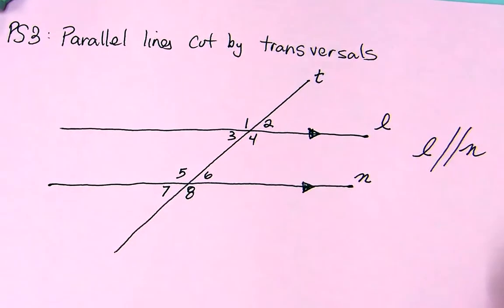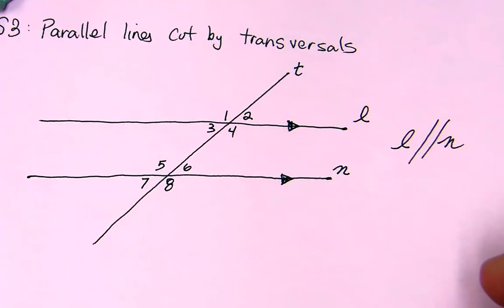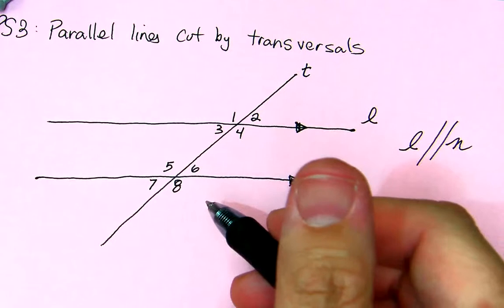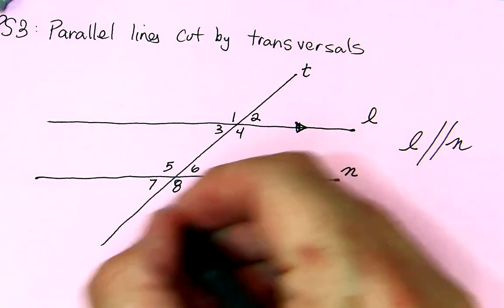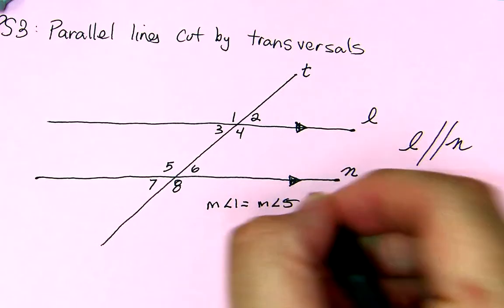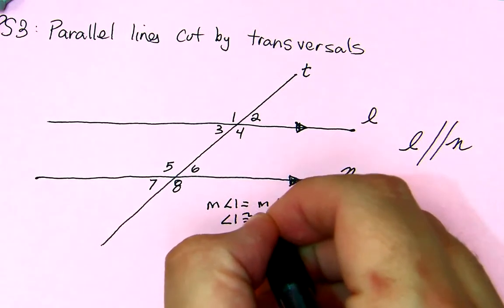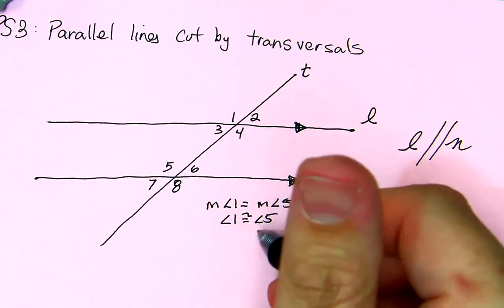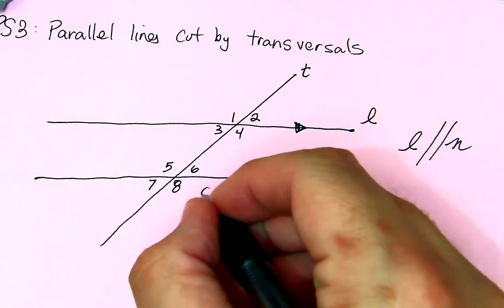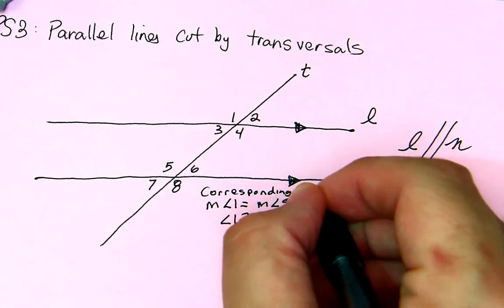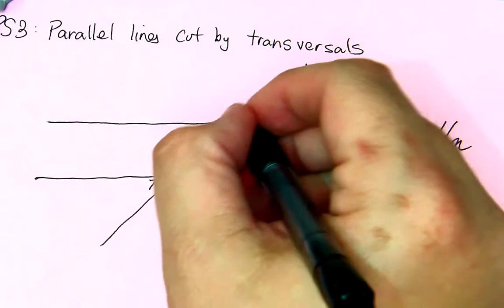What you need to know are the different theorems that you get from parallel lines cut by transversals, and what angles are going to be equal to each other. Well, the measure of angle 1 is equal to the measure of angle 5. Or you could say that angle 1 is congruent to angle 5. We'll just go with congruency. These are what we call corresponding angles.